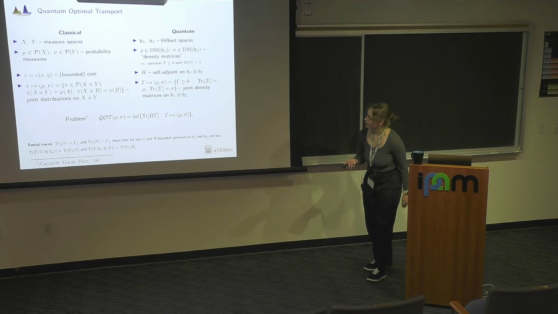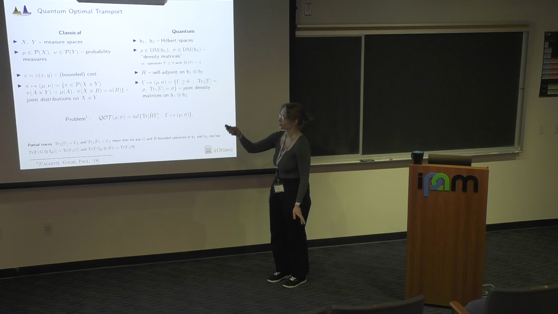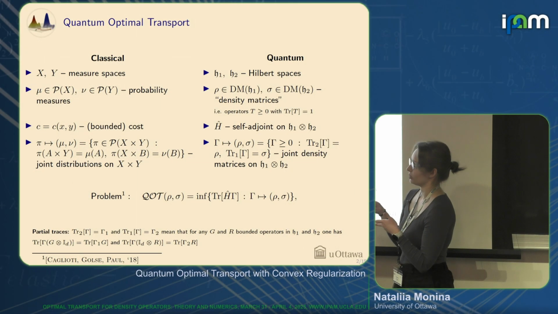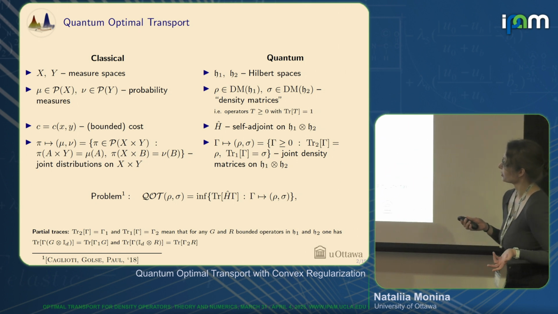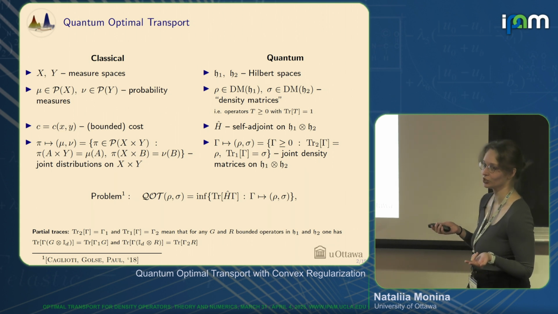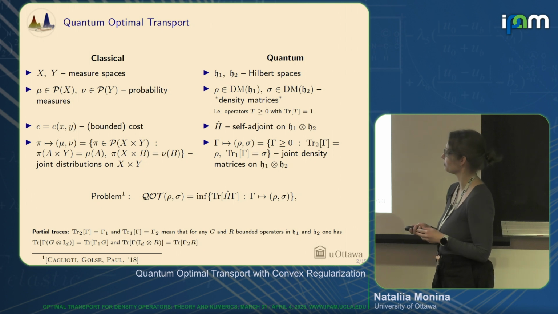Okay, let's recall a little bit the general setting. In the classical optimal transport, we typically have measure spaces and probability measures, and in the simplest case, a bounded cost function, and couplings that are joint probability distributions. In the quantum setting, we instead have Hilbert spaces instead of measure spaces. We have the quantum analogs of probability distributions, which are density matrices. So they're just self-adjoint operators that are positive and have trace equal to 1.